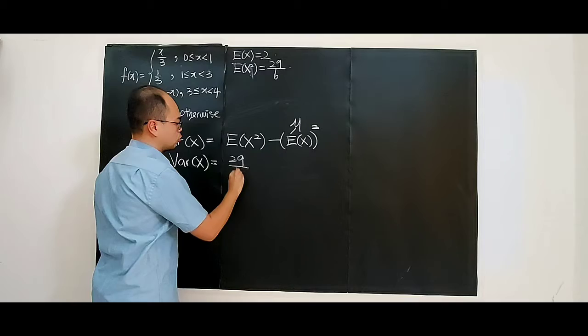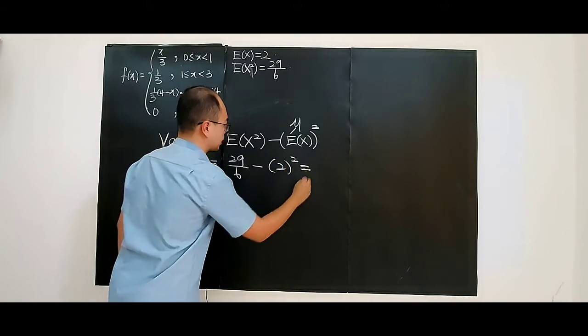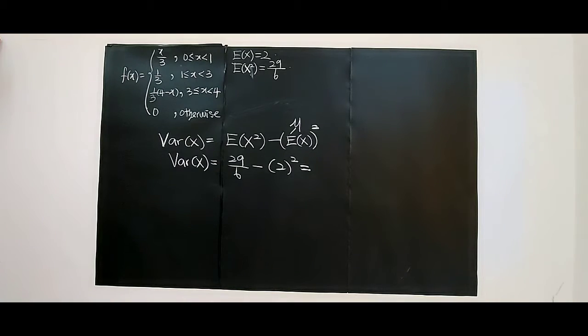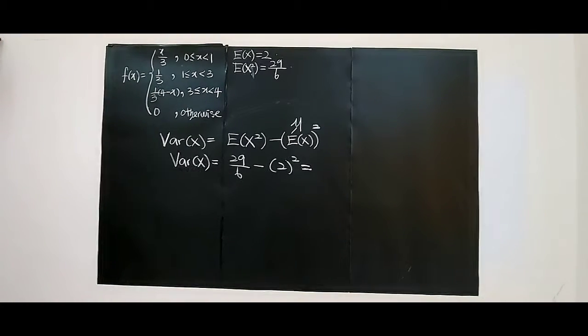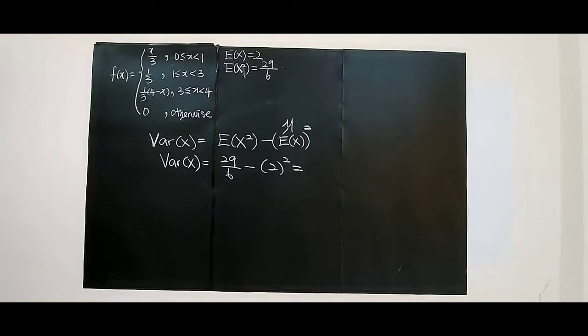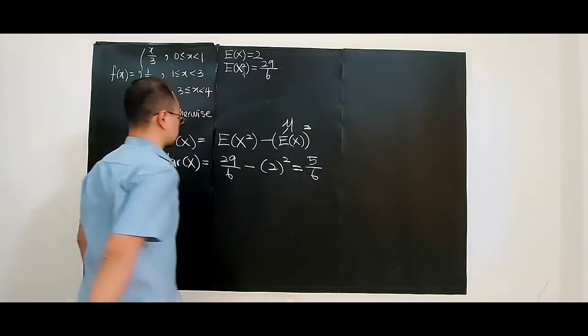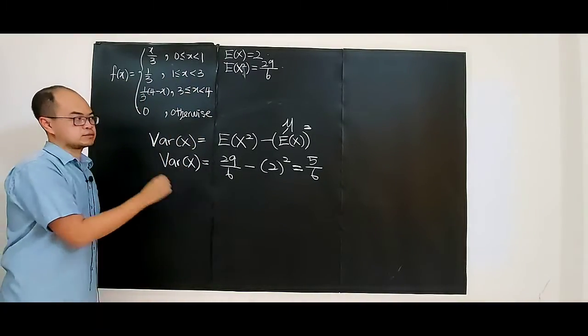Is 29 over 6. Just minus the mean squared. Then you are getting the variance for this continuous random variable, which will be 5 over 6, right? The value here will be 5 over 6. This is the value of the variance, right?